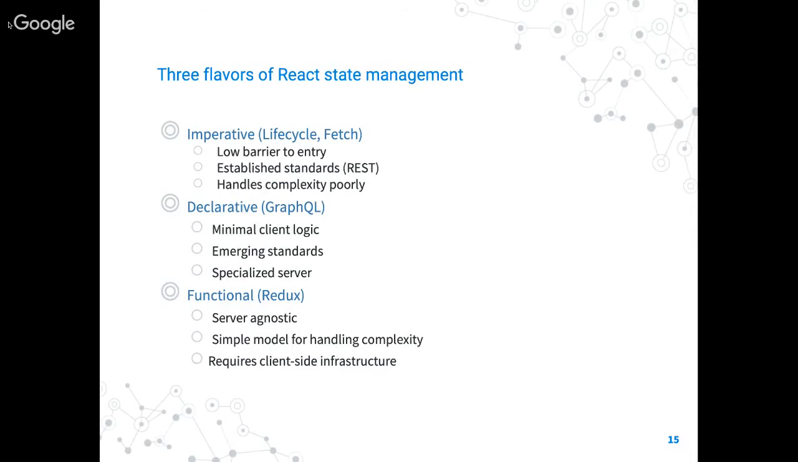In terms of when each of these are useful, I'd say that the imperative flavor has a really low barrier to entry. If you're trying to do a proof of concept or just demonstrate that a component can render a certain set of data from an API and you just want to get something quick and dirty up and running, great. It also runs around very well established standards. I don't think anybody would have a hard time figuring out how to do a fetch request. You just go on MDN docs and figure it out pretty quickly.